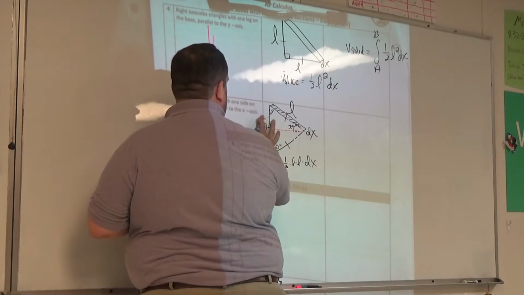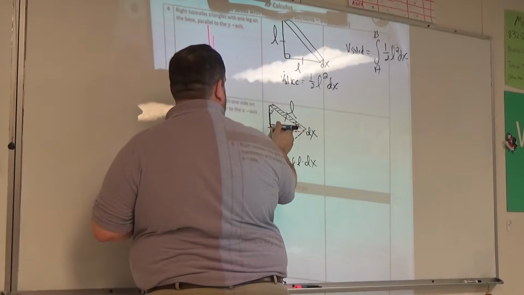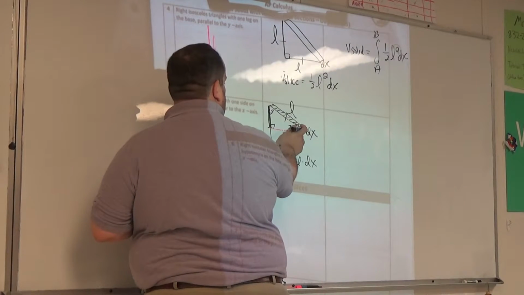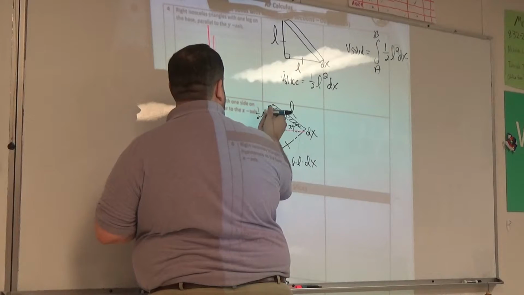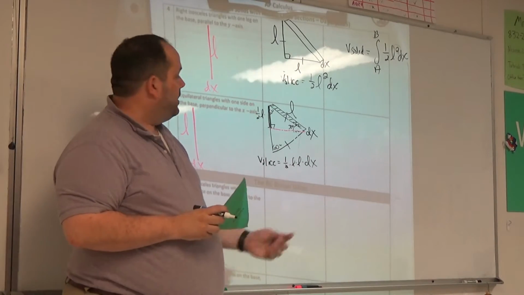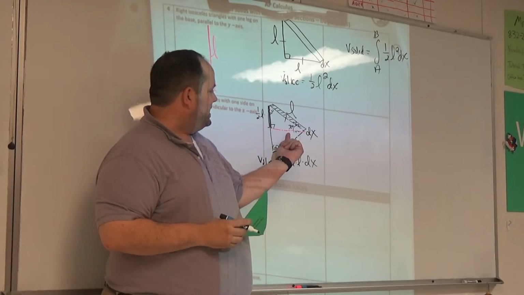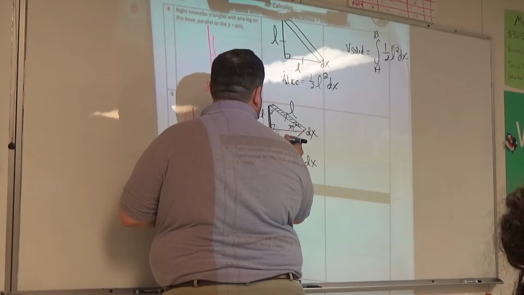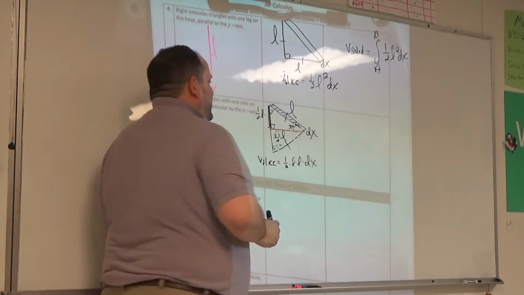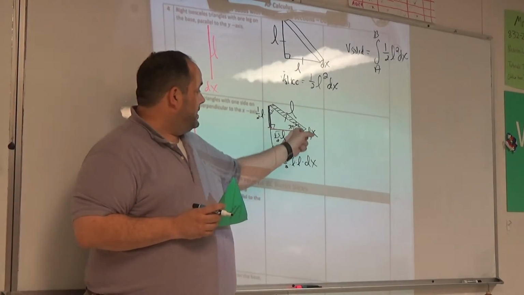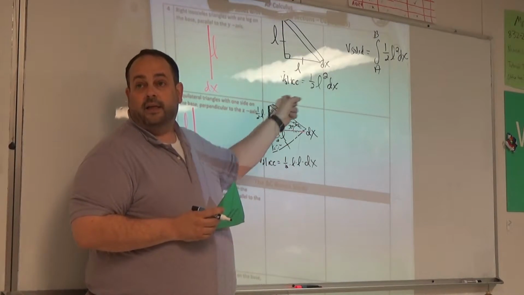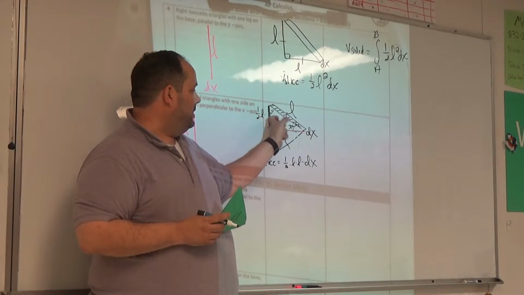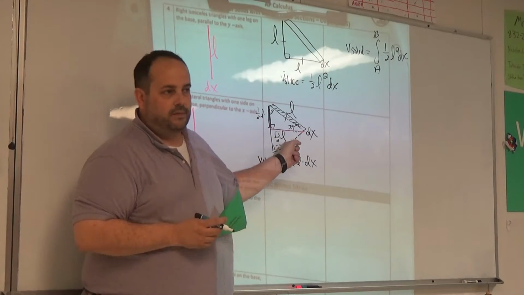If you've got a 30, 60, 90 triangle, there's a relationship that has to be true. If this guy over here is L, then the length of this part right here across from the 30 is 1/2 of L. Across from the 60, this guy over here is going to be the square root of 3 over 2 times L. It's your 30, 60, 90 triangle: L, half of L, square root of 3 over 2 times L.